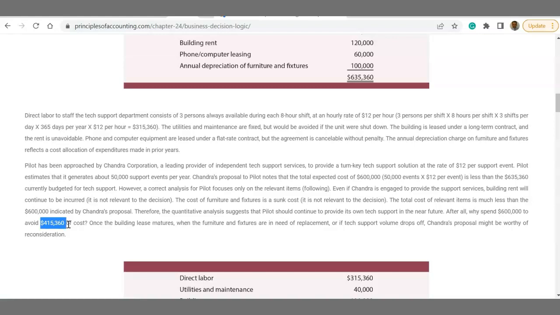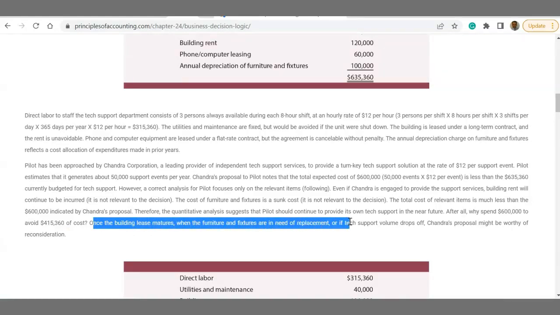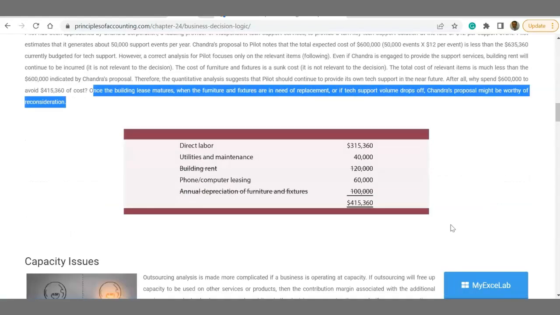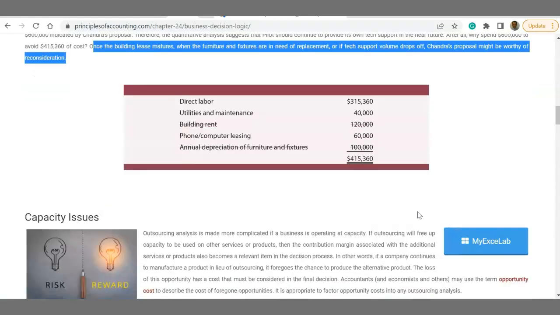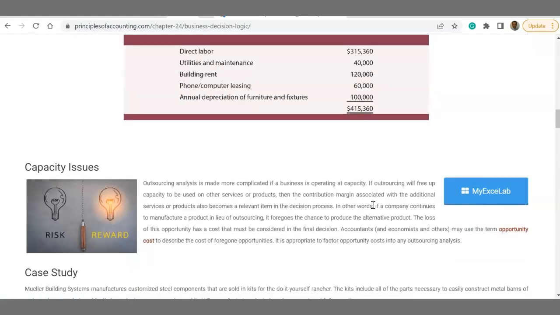So 415,000 compared to 600,000 definitely is way below. It's better just to continue. However, once the building lease matures, when the furniture and fixtures are in need of replacement, or if the tech support volume drops off, Chandra's proposal might be worth reconsidering in the future, okay? So here, again, building rent, as you see, is unavoidable, so it's irrelevant. Annual depreciation is a sunk cost, irrelevant, and the rest is just 450.